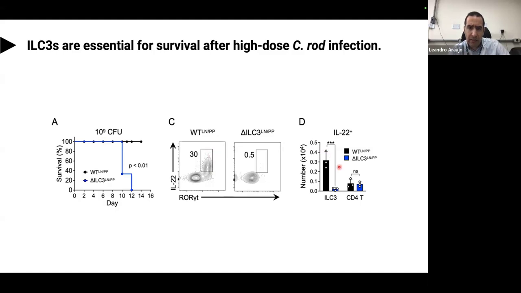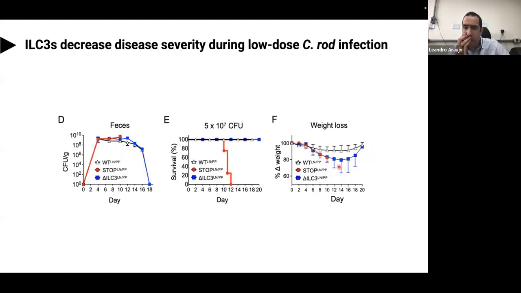But we want to understand the same condition during the low dose, because we saw some differences in the early stages, that maybe T cells are important too. So we infected the mice with the low dose. When we did that, the mice survived. As you can appreciate here, the stop mice die earlier, but the delta ILC3 mice with lymph nodes and Peyer's patches survive.